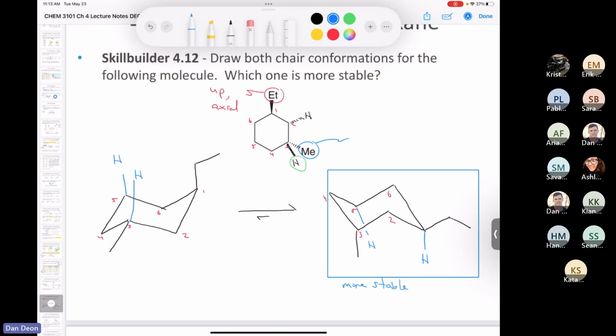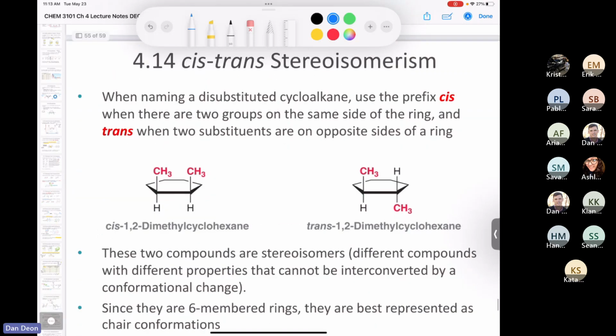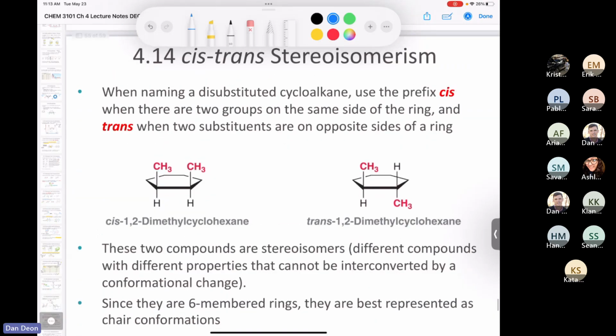And the very last thing I want to cover with you before we call it a day is the idea of cis and trans. And you might have covered this in general chemistry depending on who your instructor was. But the idea is that when you have a ring, you have two faces to that ring, right? There's the upper face and the lower face, right? Things are up and axial and up and equatorial. And then you have other groups that can be down and axial and equatorial. So if two groups are on the same face of the ring, we say they're cis to each other. And if they're on opposite faces of the ring, we say they're trans to each other.